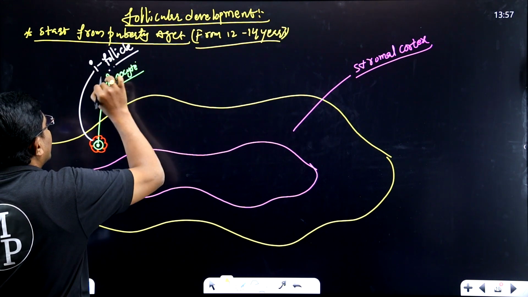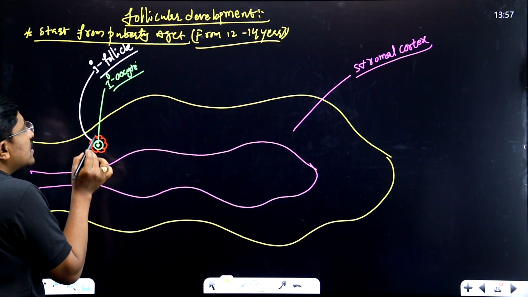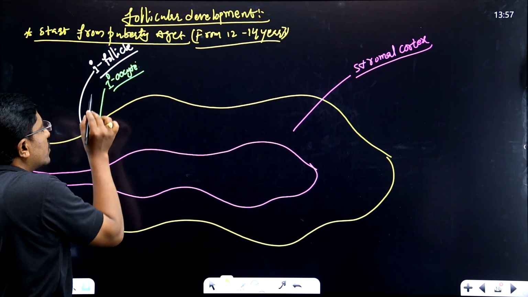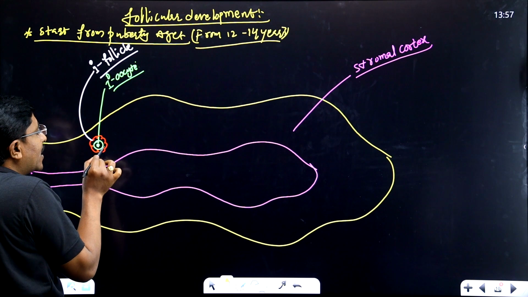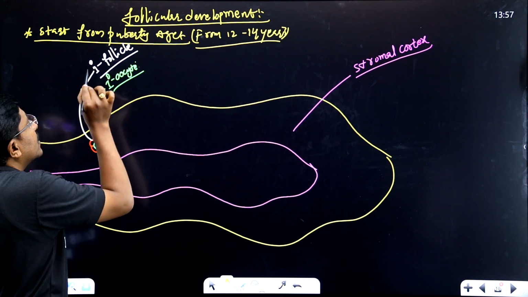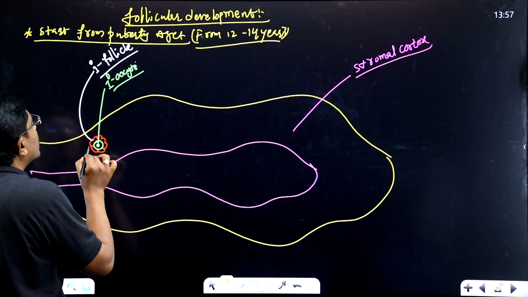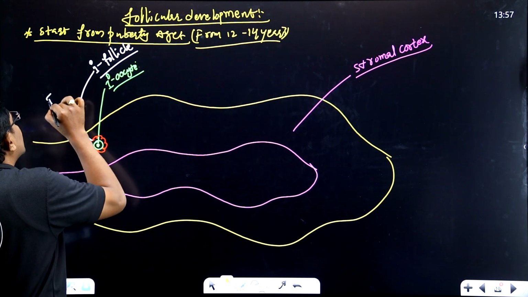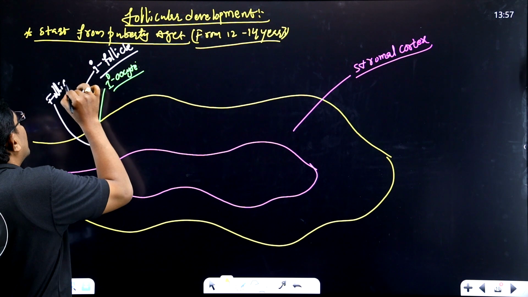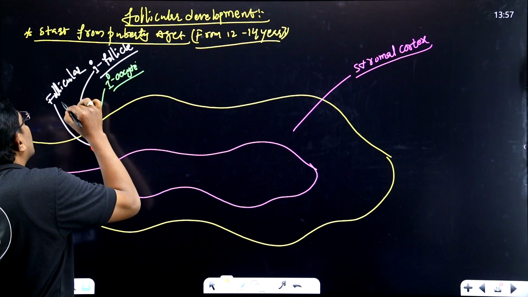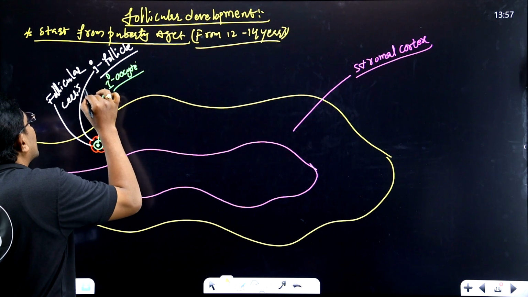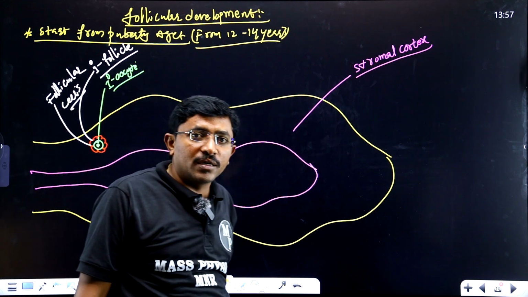It is a very important point. Surrounding the primary oocyte, if one layer of follicular cells is present, that is the primary follicle. These are the follicular cells.